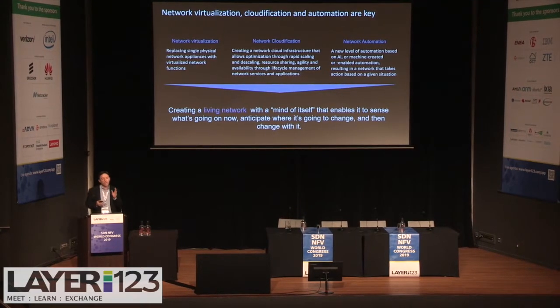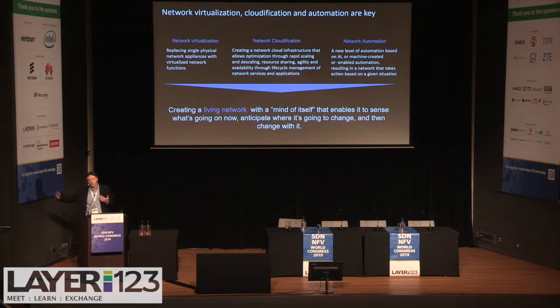And then, of course, network automation, a new level of automation based on AI, machine learning, all of the techniques that are out there today, is required to help us take action, to help that edge computing infer the data, take the right action, the right next step, to make sure everything works accordingly. When we describe that, we say creating a living network with a mind of itself that enables itself to sense what's going on, when it's going to change, and what to do with that change.